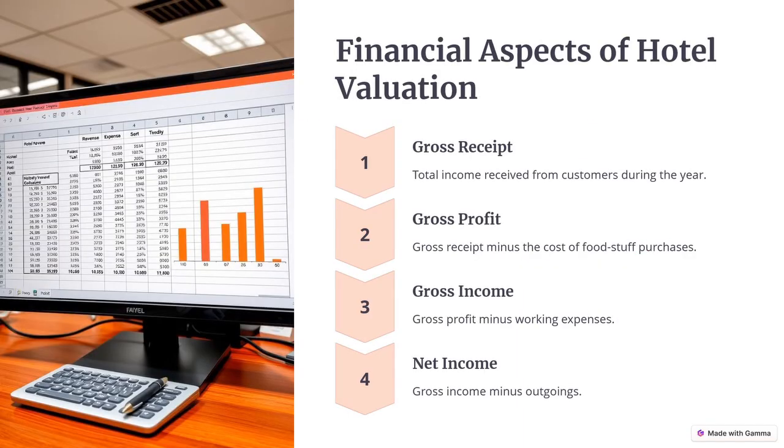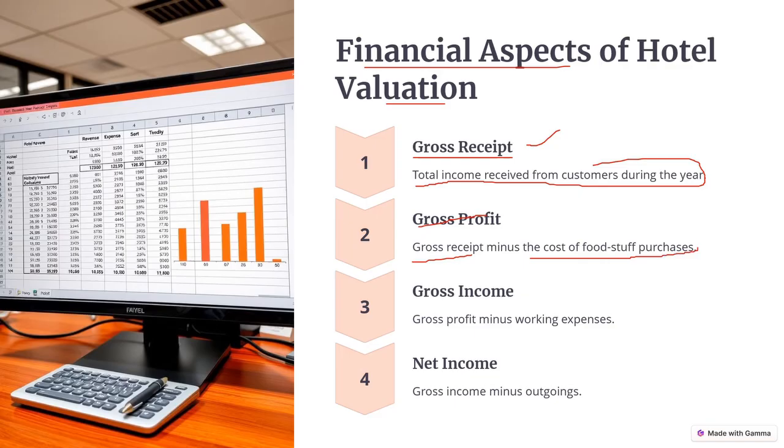So what are the financial aspects of a hotel valuation? First thing you have to find out is gross receipt. What is gross receipt basically? Gross receipt is the total income received from customers during a particular year. And gross profit is gross receipt minus cost of foodstuff purchases. So there is a difference between gross receipt and gross profit.